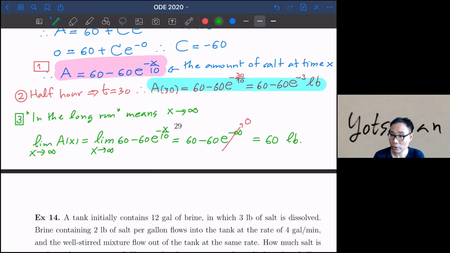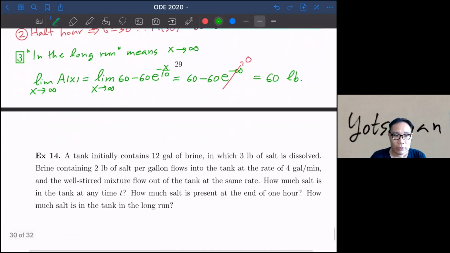Okay, so when you continue this experiment, it means that you're going to have the amount of salt equal to 60, or actually the amount that is very close to 60 when you leave this experiment, like for a week. So it's going to be close to 60 pounds of salt in the tank.